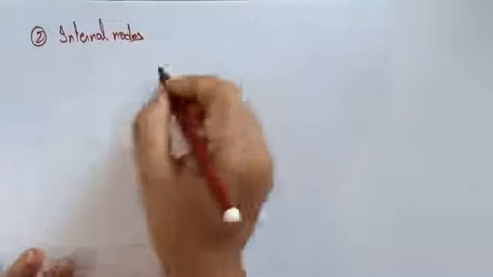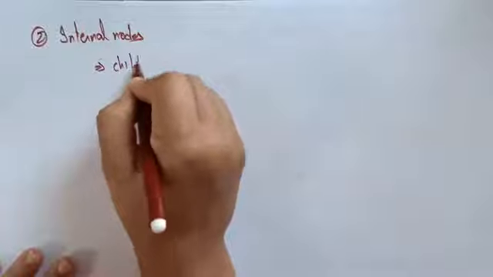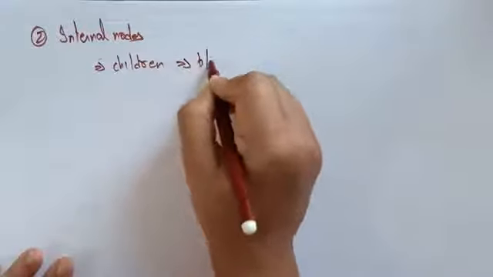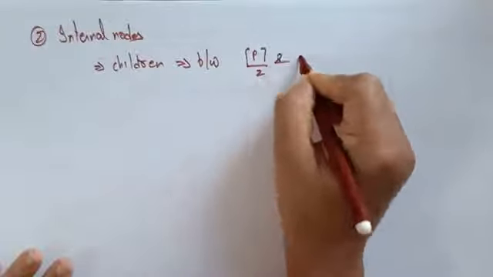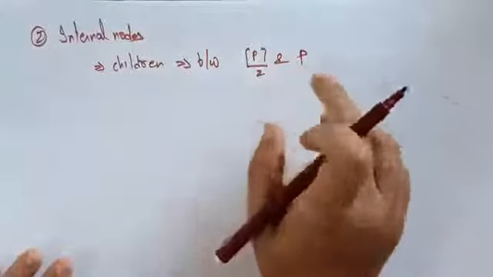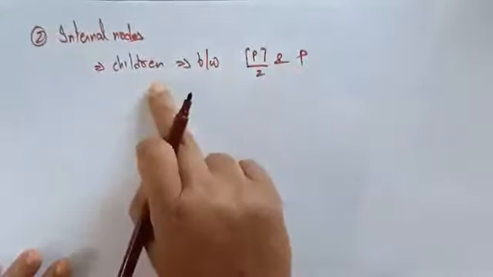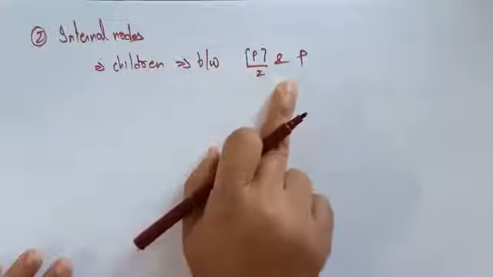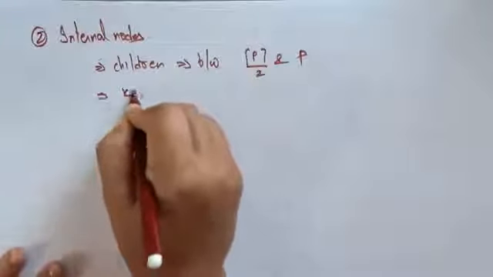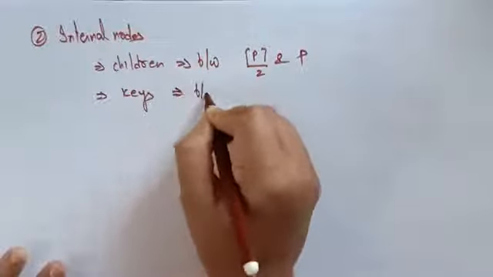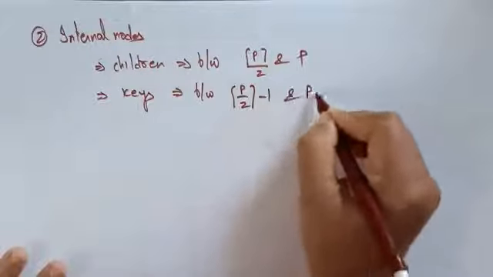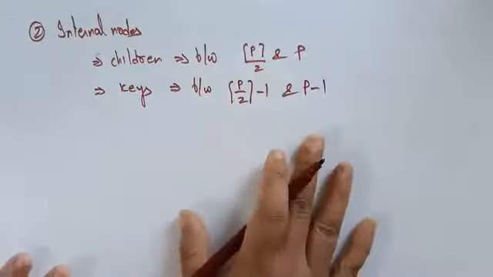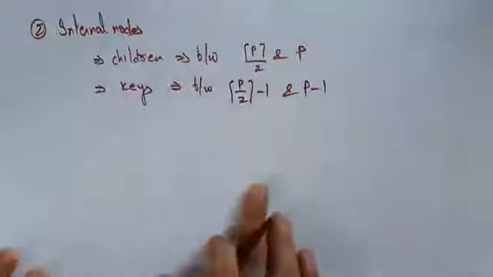Internal nodes have children between ceil of P by 2 and P, where P is the maximum number of children. And what about the keys? The number of keys present on the internal nodes is between ceil of P by 2 minus 1 and P minus 1. So this is the minimum and the maximum.